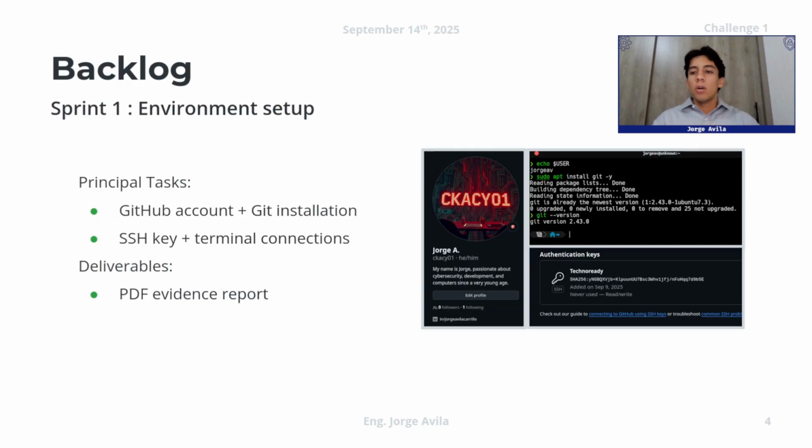Now, talking about the tasks that I did, we have the backlog. The backlog is divided into four parts: sprint 1, sprint 2, sprint 3, and finally the final submission. In sprint 1, the principal objective was to set up your environment on your local machine and on the GitHub web. The principal tasks were to create a GitHub account plus Git installation on your local machine, and the generation of an SSH key and terminal connection to your GitHub account. The deliverables were a PDF evidence report and the link to your GitHub account.